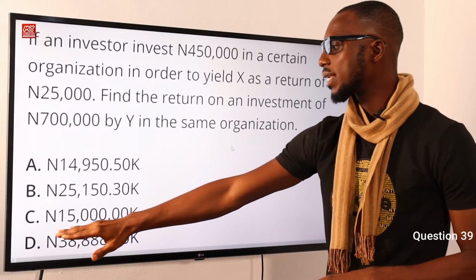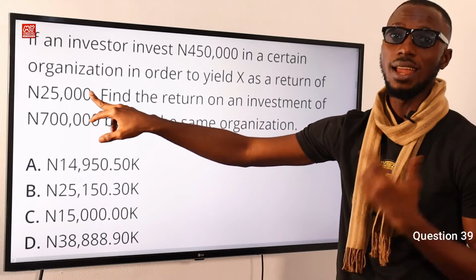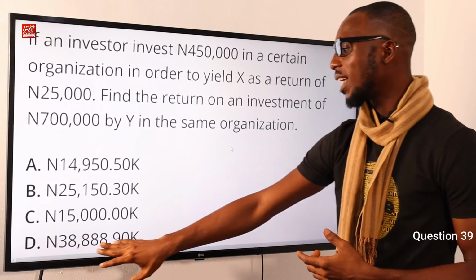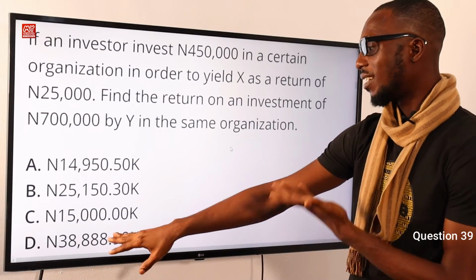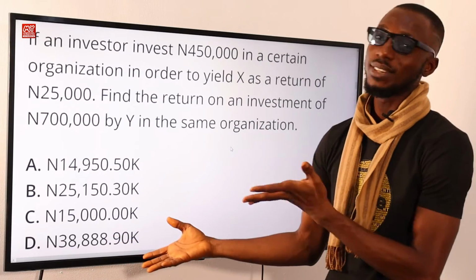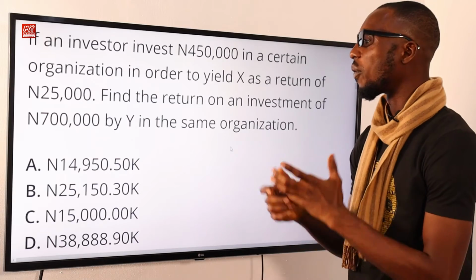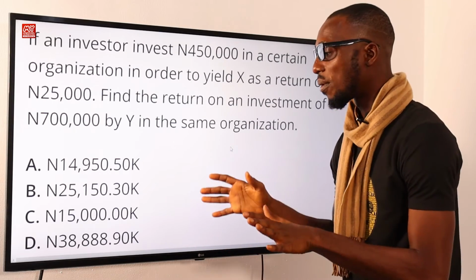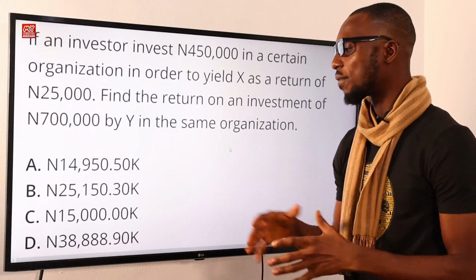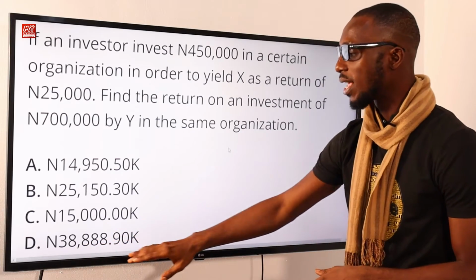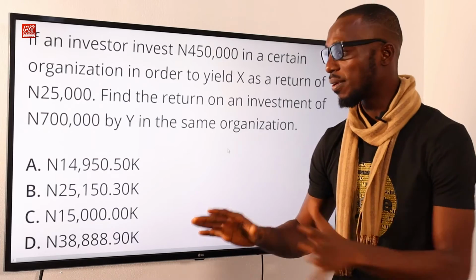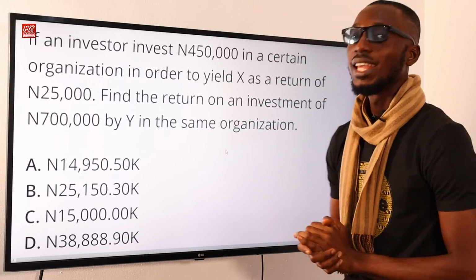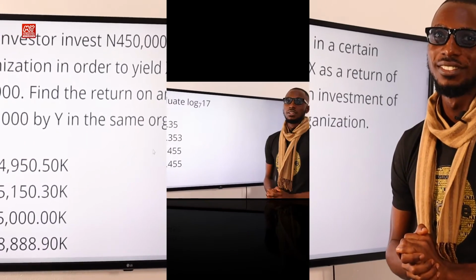So let's look at 15,000 naira. It is less than the ROI on 450,000. We have 38,888 naira 90 kobo. So this is at least something tangible that we can work on. I would tell you with a higher level of confidence that this should be the most viable option without attempting to solve it. Remember, we are solving a JAMB question, so option D is the most viable option.